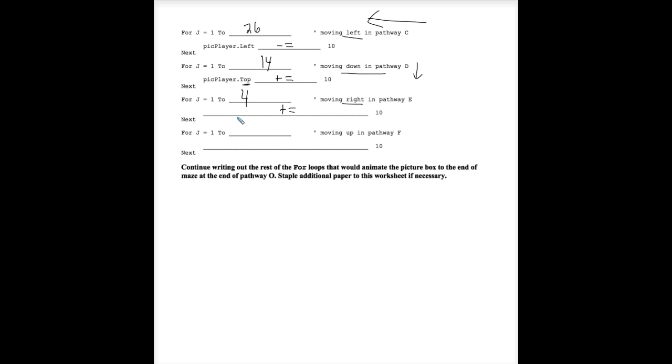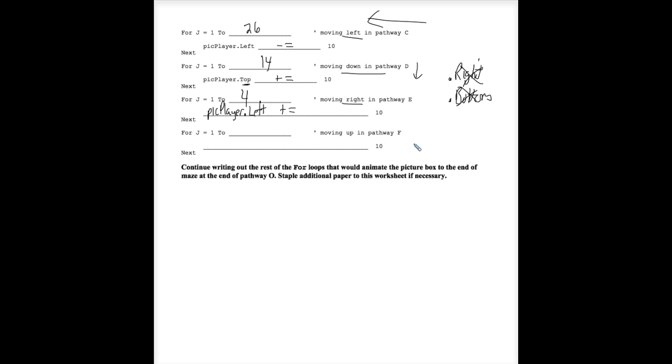Oh, there's a blank here. What do we need to put in here? Do we need to put left or top? We need to put in left. Never, ever, ever try to do anything with the dot right or the dot bottom properties of a picture box. Not on this worksheet, at least. It won't work. You'll get an error message.